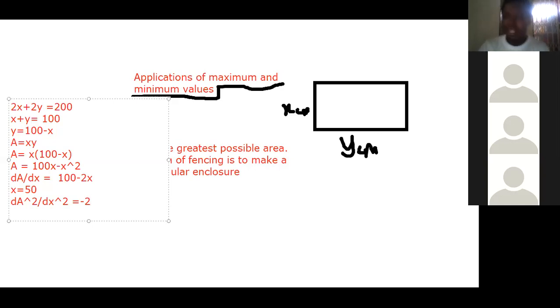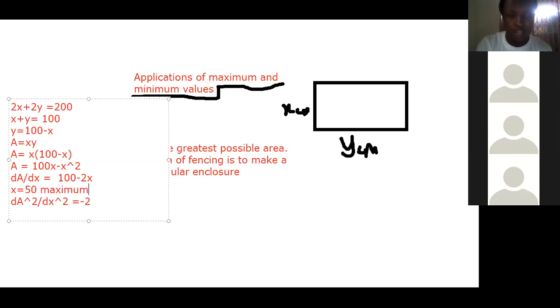So after getting -2, we can conclude that at x equal to 50, or 50 is the maximum point, right? 50 is the maximum point. It's negative, so it is the maximum point.